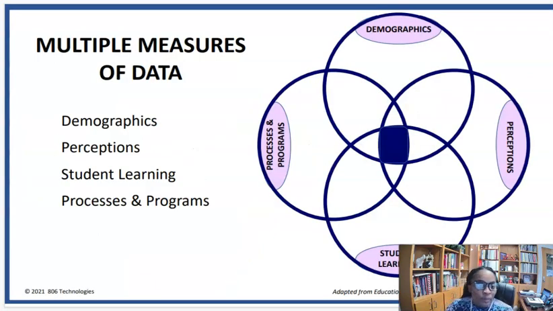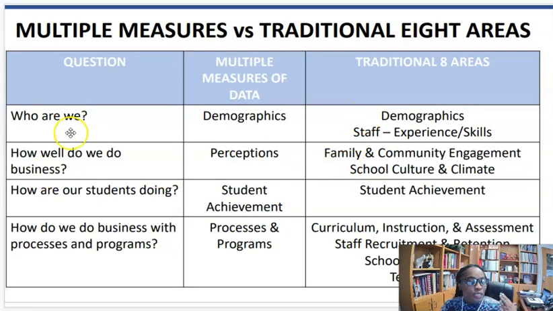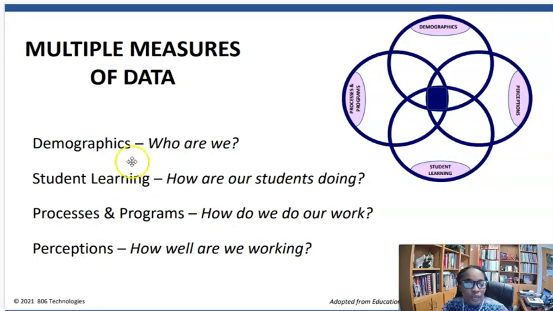Today you're going to read an article about the multiple measures of data. You'll see how some of these data will overlap, because we will need to ask questions that pertain to student learning that may entwine demographics and perceptions. I really want us to have a true picture and a true lens to invest into MOS, the multiple measures. So who are we? Focus on demographics. How well do we do business? Perceptions. How are our students doing? Student achievement. And how do we do business? Processes and programs. Again, how well are we doing? Perceptions, the multiple measures of data.